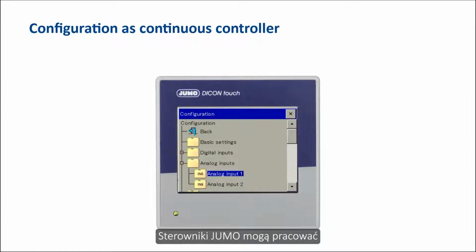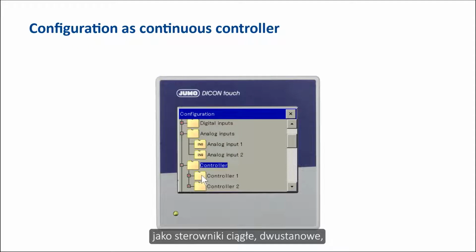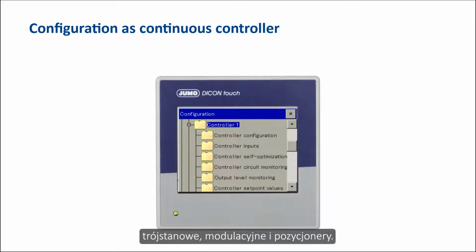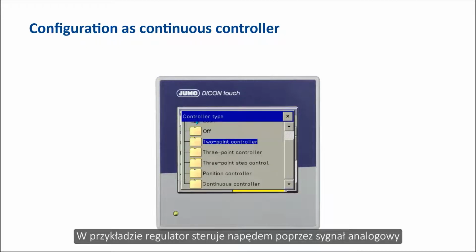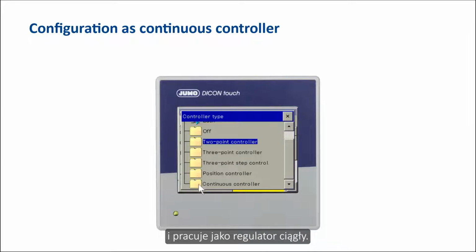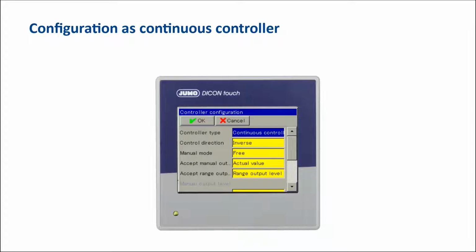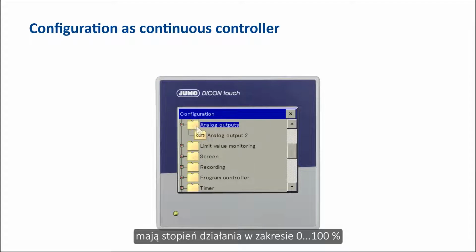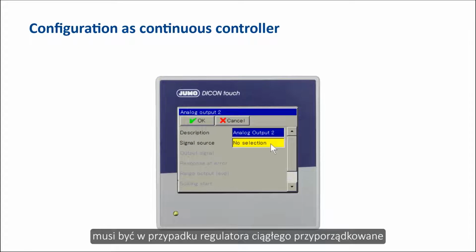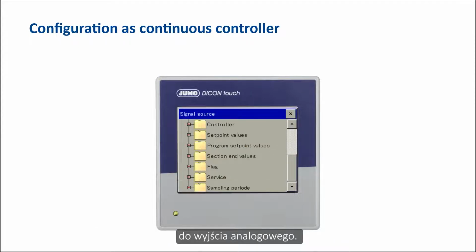JUMO controllers can be operated as continuous controllers, 2-state controllers, 3-state controllers, modulating controllers and positioners. In the example, the controller controls the actuator via an analog signal. It operates as a continuous controller. Continuous and 2-state controllers have a degree of operation in the range of 0 to 100% and control the actuators via one output. This so-called first controller output must be assigned to an analog output in the case of the continuous controller.